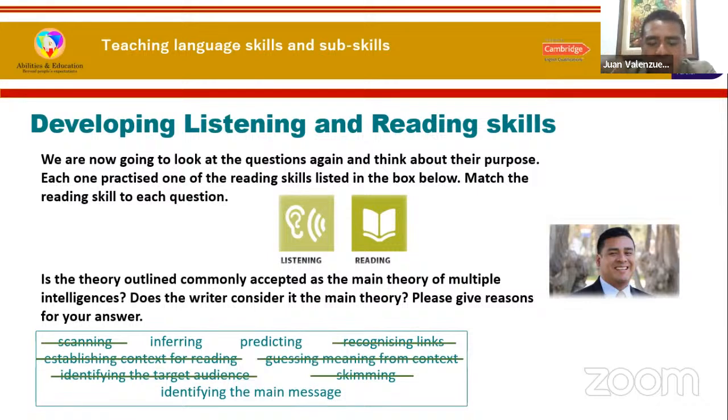Yes, here is inferring. Inferring. I told you that it's not easy to infer, right? Because sometimes the message is not obvious in the text. You need to infer, you need to try to get an idea of what the writer is trying to transmit, to communicate, all right? This is what inferring is about. Excellent.